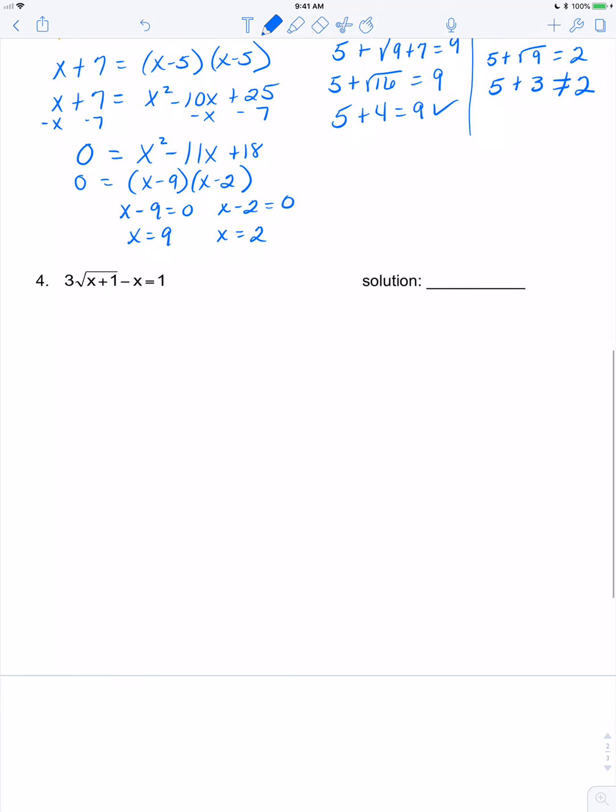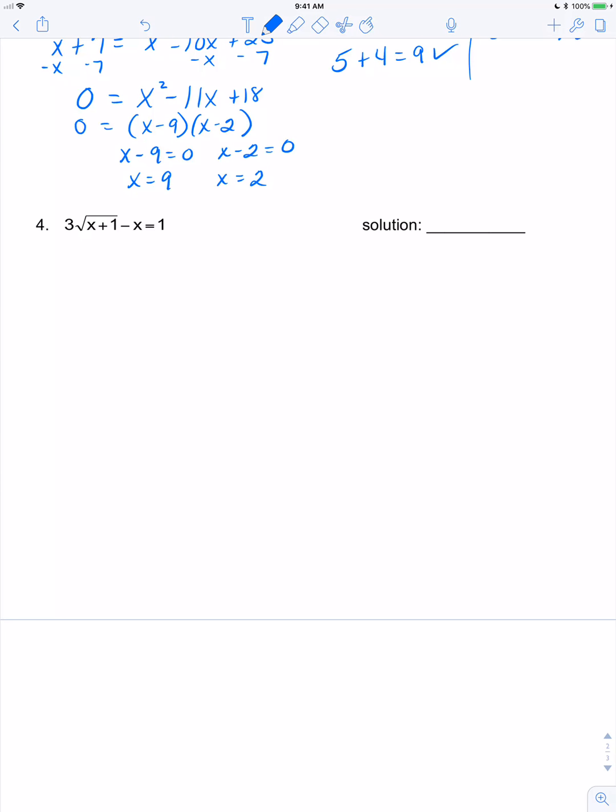All right, we have one more example. Hopefully you're getting the hang of these. They're just a lot of fun to do, I know. So we're going to add x to both sides. So we've got 3 square root of x plus 1 is equal to x plus 1.